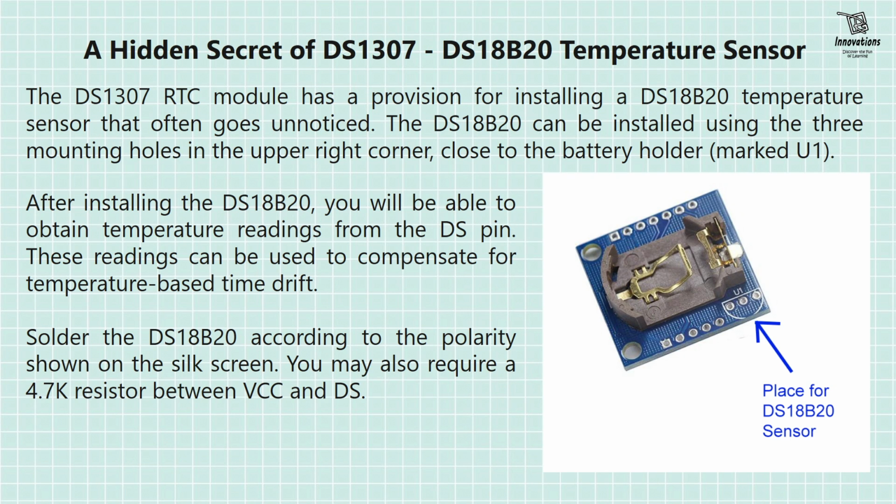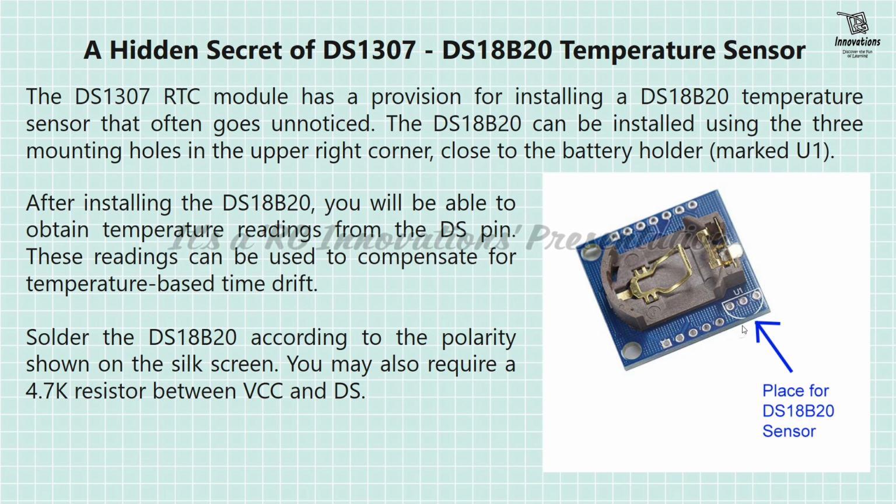Now we will talk about a hidden secret of the DS1307 which very few people know, that is DS18B20 temperature sensor placement. The DS1307 RTC module has a provision for installing a DS18B20 temperature sensor that often goes unnoticed. The DS18B20 can be installed using the 3 mounting holes. If you look closely at the module, you will see this portion marked U1. This is the place for the DS18B20 sensor.